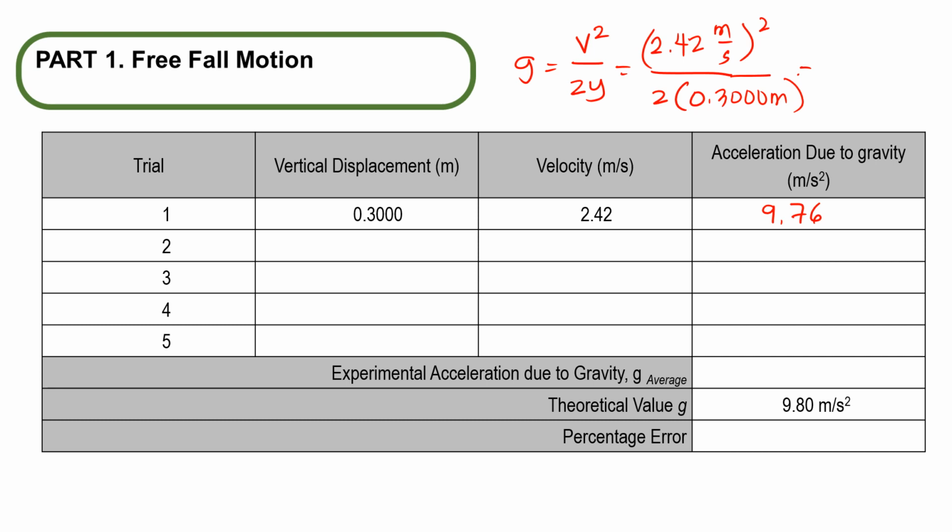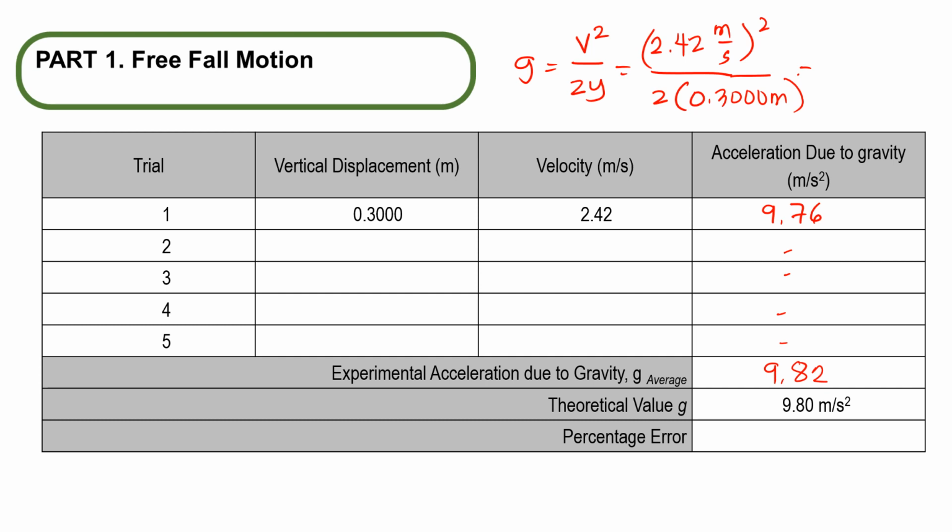Assuming that the average value after computing the acceleration due to gravity for trials 2, 3, 4, and 5 is 9.82, we need to compute the percentage error.